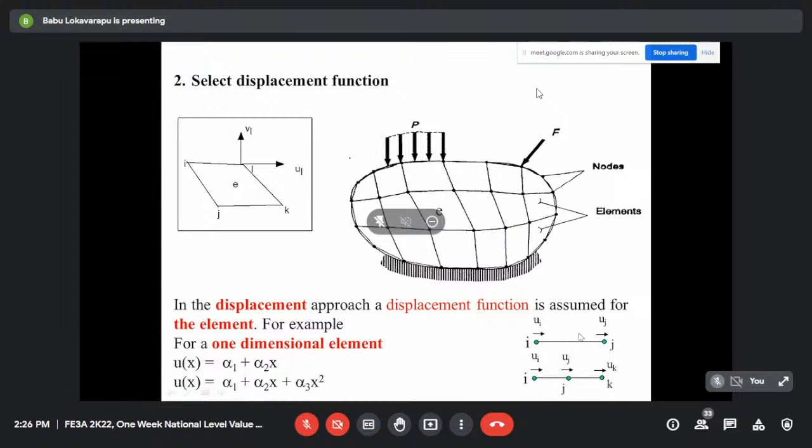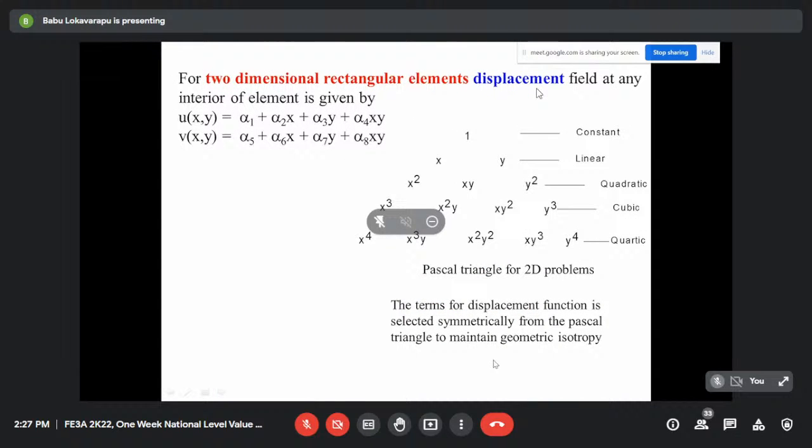Remember, if the problem is simple, even if I take the first one, 2-node or 3-node, in both cases you are going to get the same result, because the problem is simple. If the problem is somewhat complicated, then from 1 to 2, you can identify there is an improvement in the accuracy of the solution, or you can say error is going to reduce. And for two-dimensional regular elements, this is how we take the shape functions: alpha 1 plus alpha 2x plus alpha 3y plus alpha 4xy, and v like this. For this, you can follow this Pascal triangle for 2D problems.